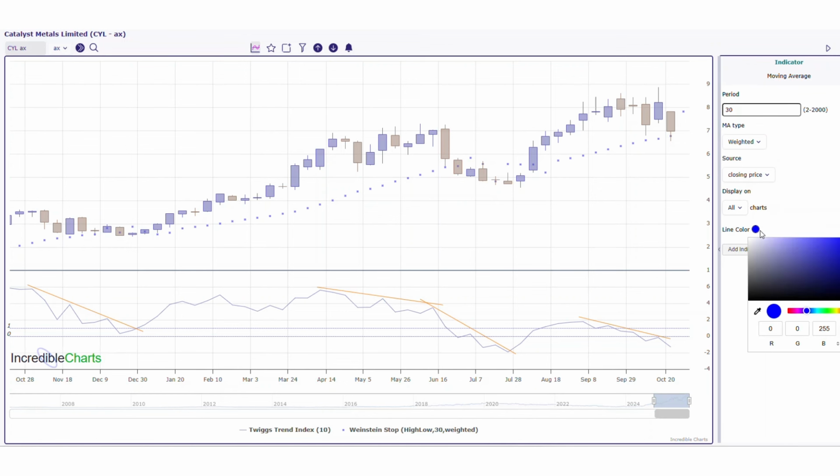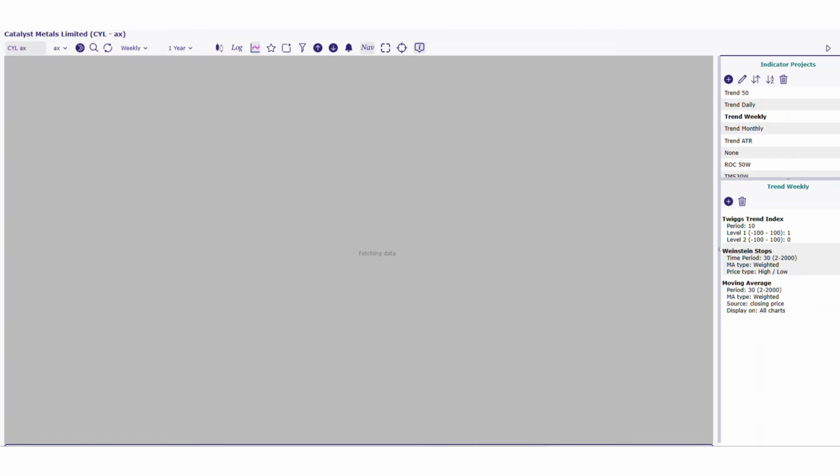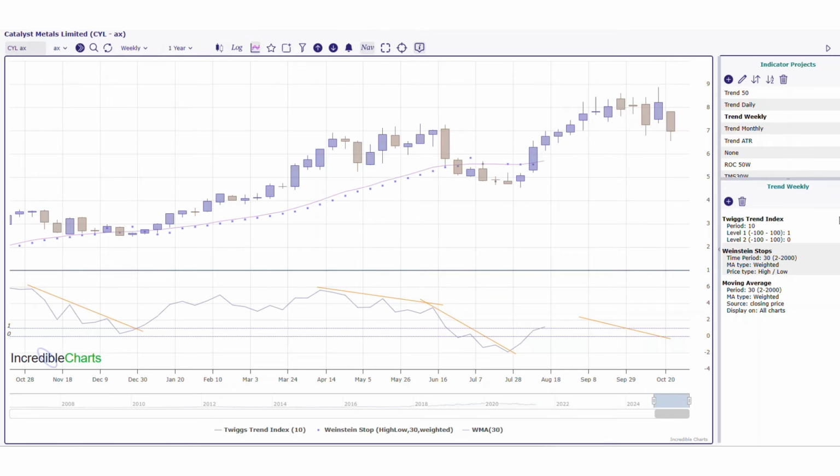Weighted, let's change the color. Okay, you can see the stop follows the moving average pretty closely, except obviously when it's triggered, and then it reverses. Now, Weinstein's suggestion, to avoid whipsaws, was not trading when the moving average flattens out.